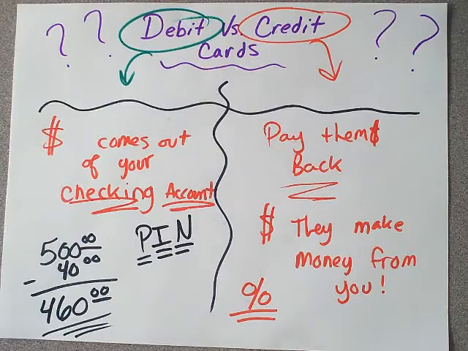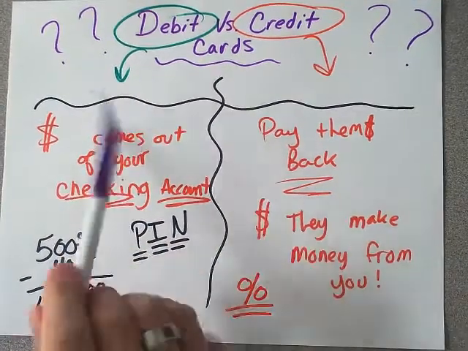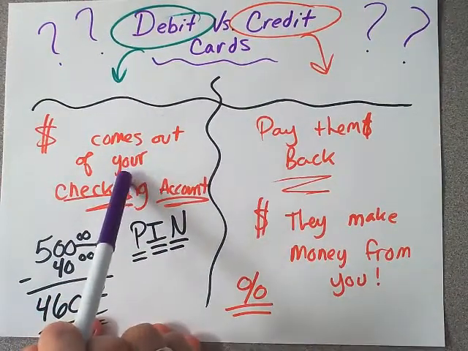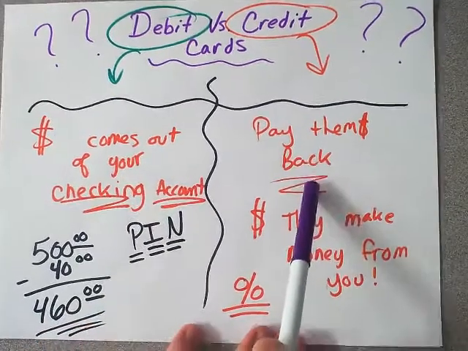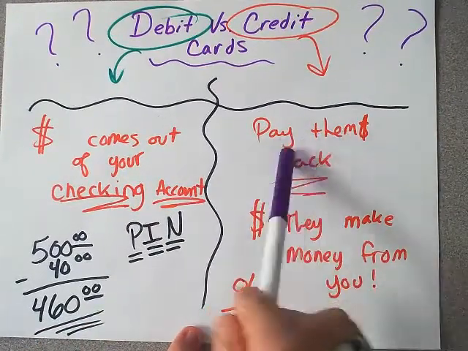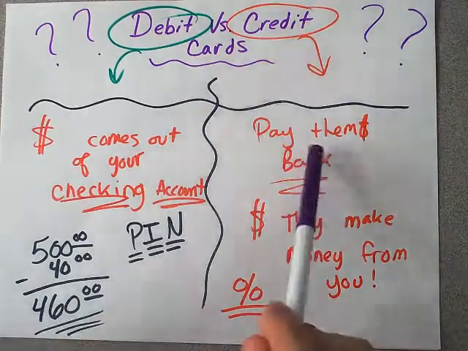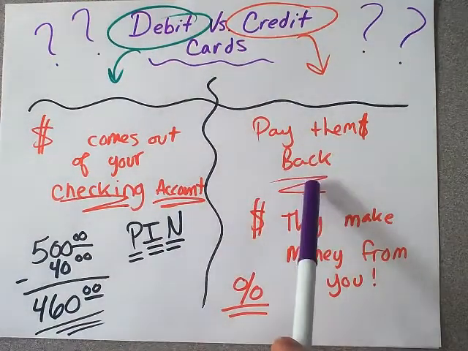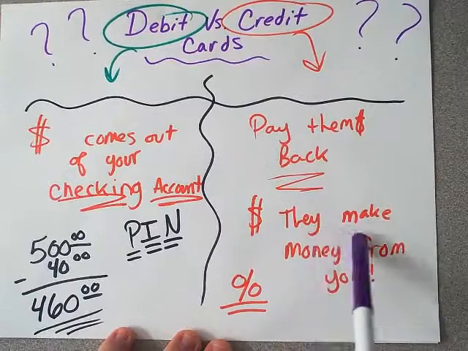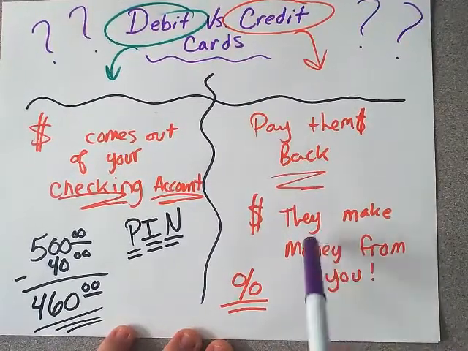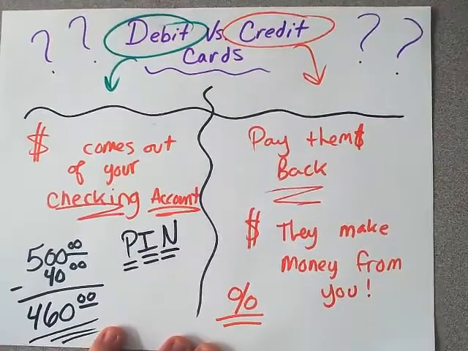So the main difference in debit and credit is debit card, it's actually your money that goes away. Okay, whereas the credit card is you're using a service, you're using a credit card, and you have to pay them back monthly or whatever. Okay, and they are going to make money from you. Okay, so I hope that makes sense.